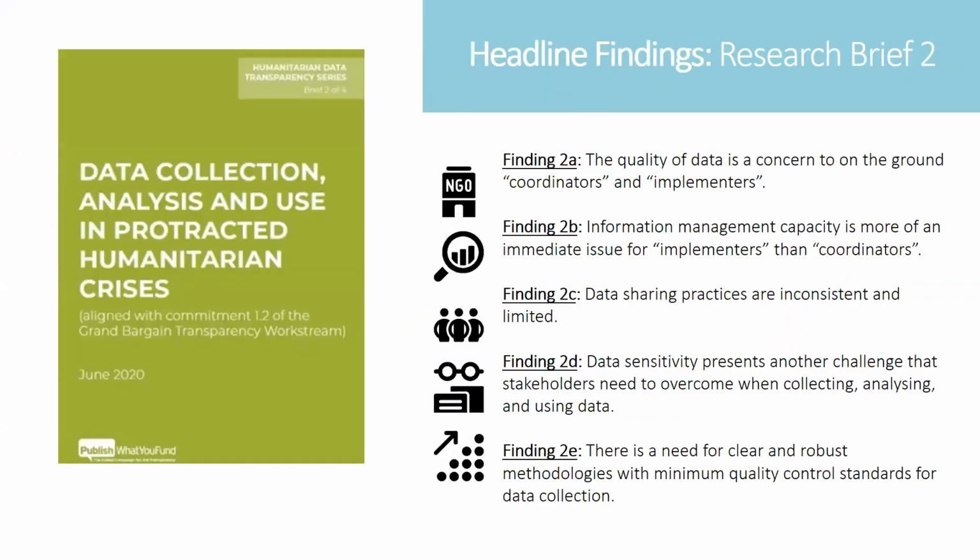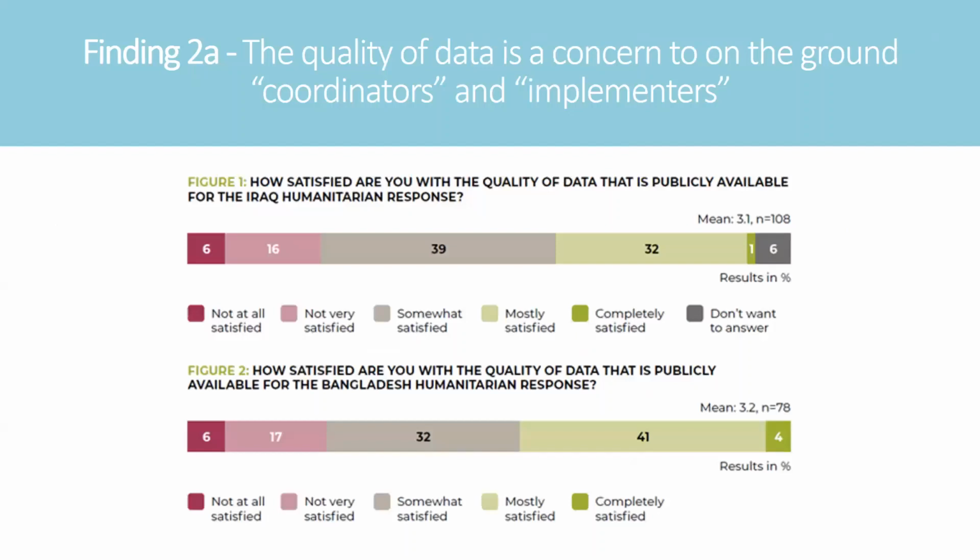So now we move on to research brief 2, which is looking at data collection, analysis, and use in protracted humanitarian crises. Again, we have 5 key findings for this report, and again, I'll be going through each one individually. So our first finding is finding 2A. The quality of data is a concern to on-the-ground coordinators and implementers.